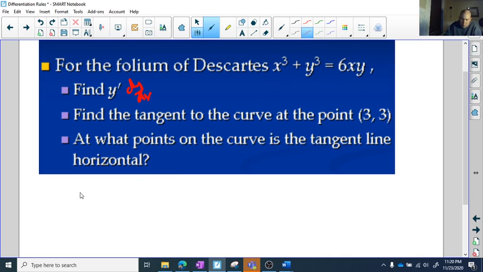All right, so let's take the derivative of this. Left to right, x cubed, the derivative is 3x squared. Now remember, treat this as if it's a chain rule.